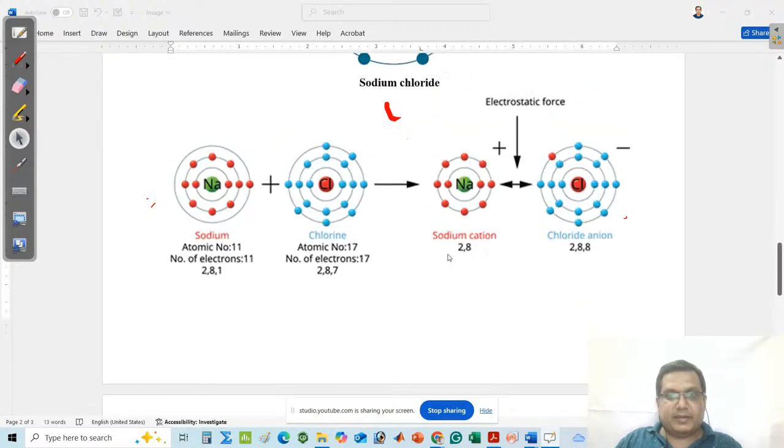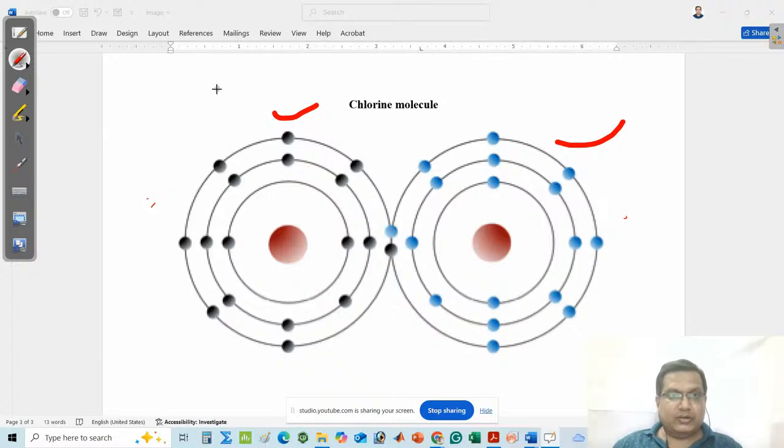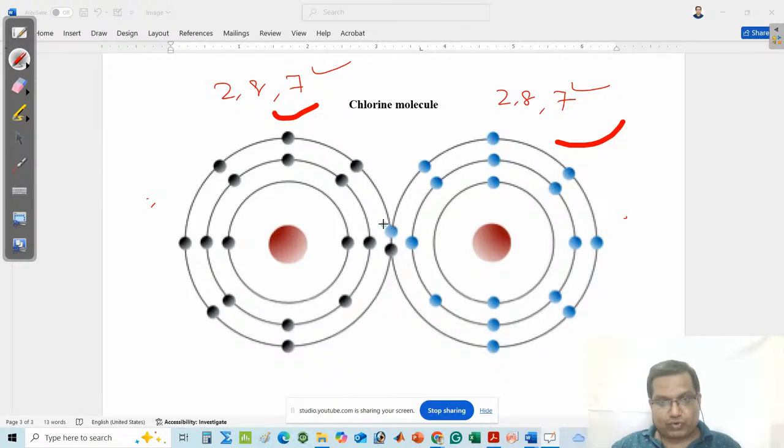This is the diagrammatical representation. Suppose think about chlorine molecules. Here, chlorine needs one electron. This chlorine also needs one electron. It has electronic configuration 2, 8, 7. Here, the electronic configuration is also 2, 8, 7. It needs one electron. It also needs one electron. For this purpose, they share one electron with each other like this.